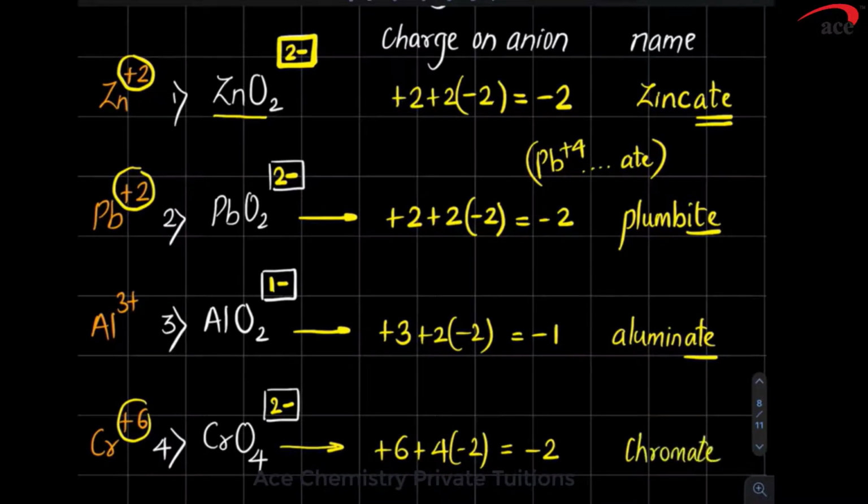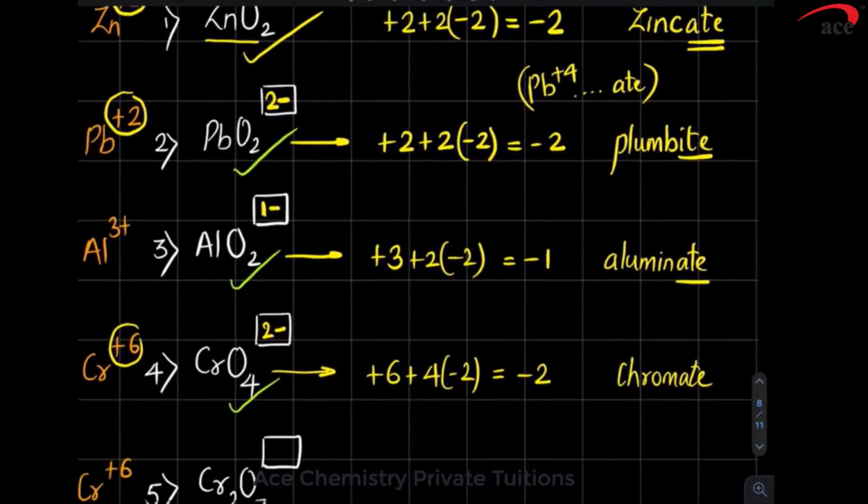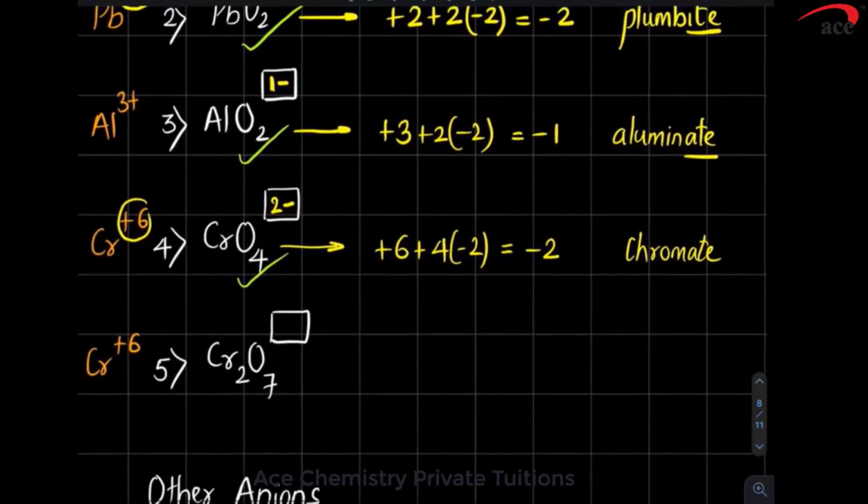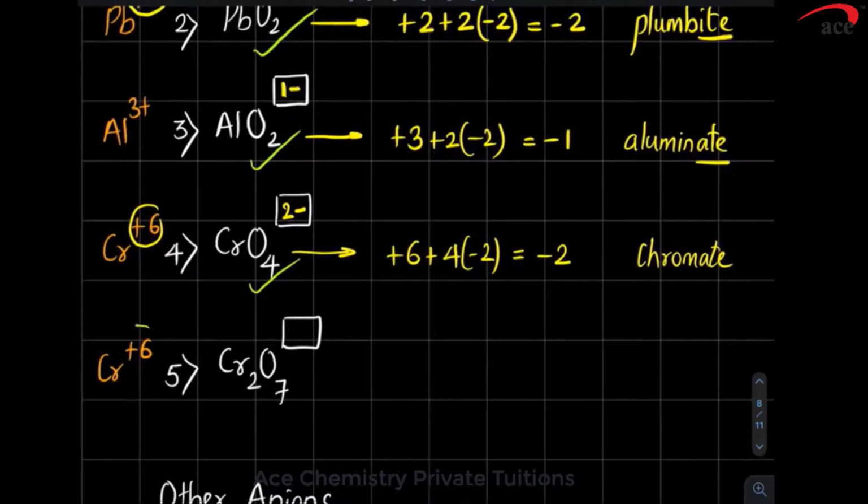So ZnO2 will have what charge? Yes, -2. PbO2 will have what charge? -2. AlO2 will have what charge? -1. CrO4 will have what charge? -2. So pause this video, write down these anions, write down their correct charges, and write down their names. So you should have done it. If you have done it, the next one.